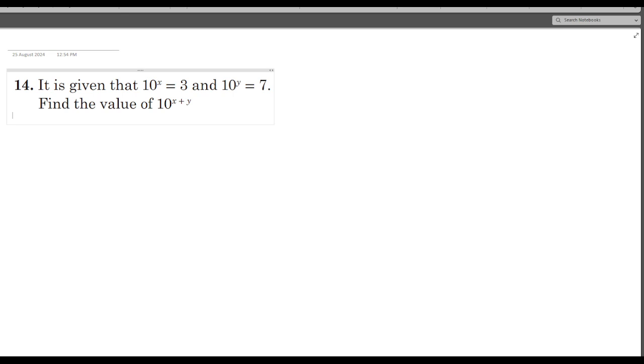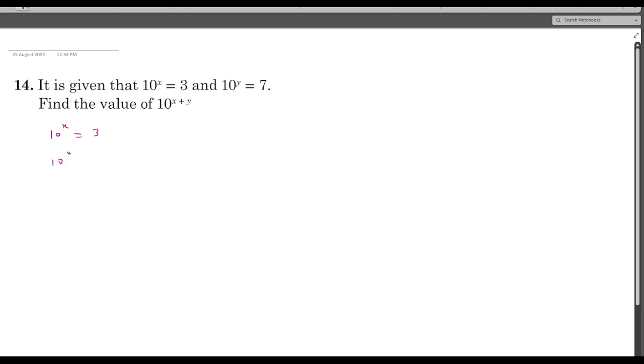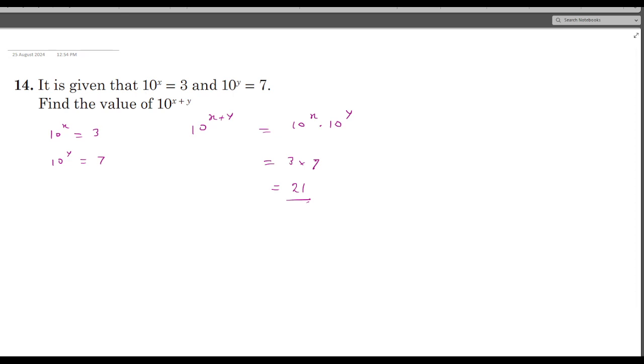Now 14th question. It is given that 10 power x is equal to 3, and 10 power y is given as 7. We have to find the value of 10 power x plus y. Now 10 power x plus y is what? 10 power x into 10 power y. 10 power x is 3, into 10 power y is 7. So the result is 3 times 7, which is equal to 21. So this is the value of 10 power x plus y.